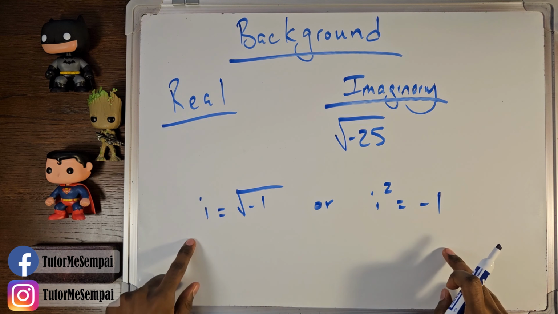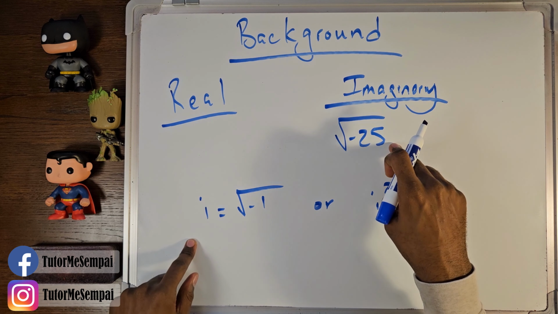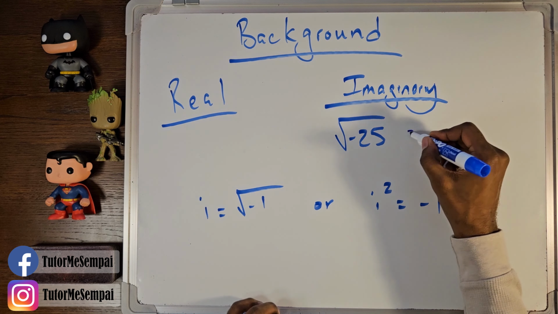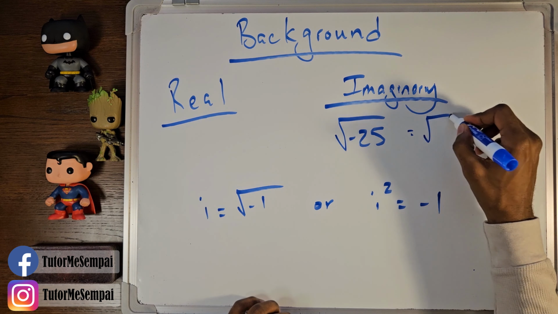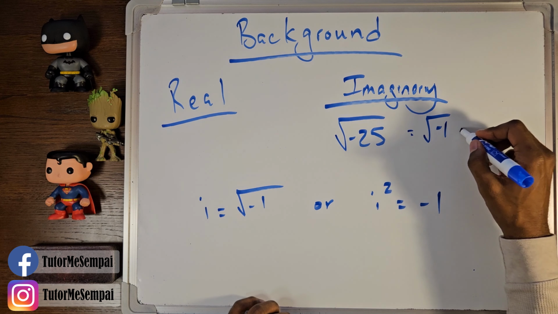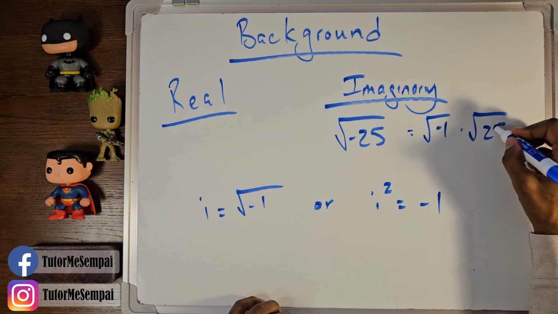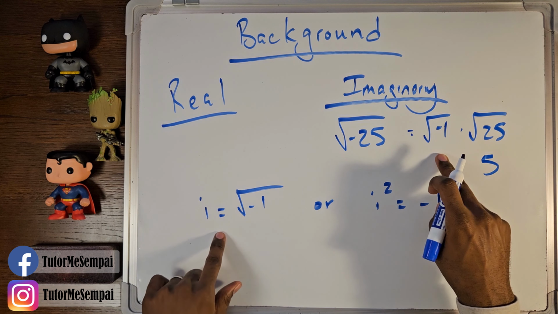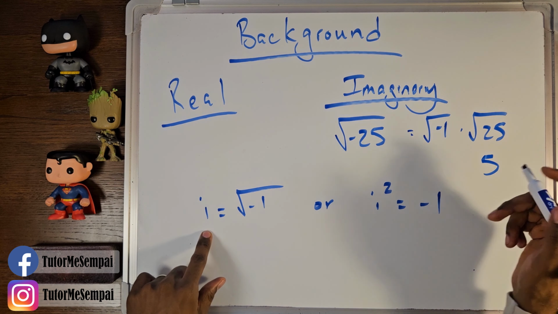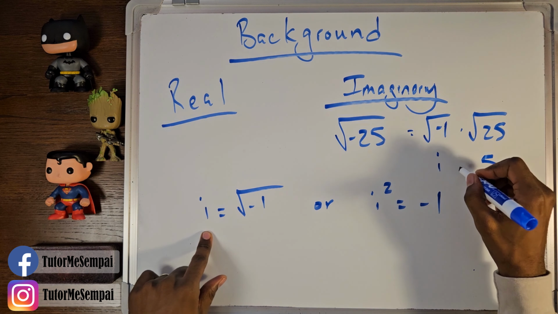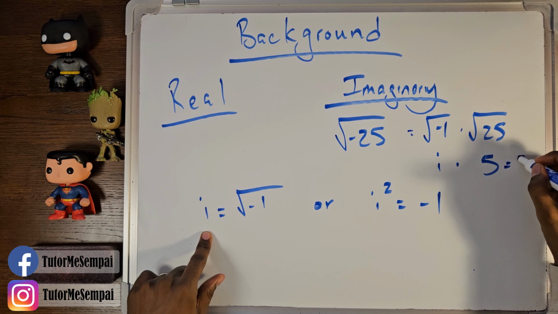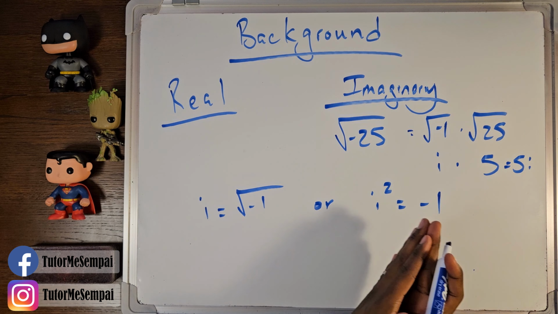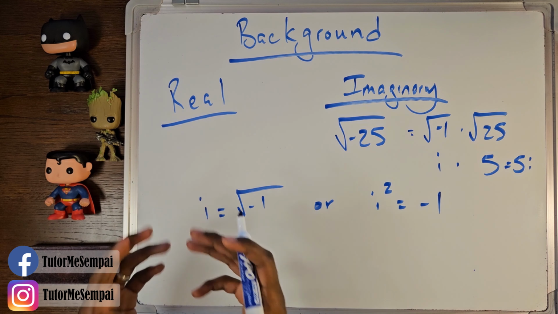But using what we know here, we can now solve something like this where we couldn't if we were just using real numbers. This can now be broken up into your square root of negative 1 times your square root of 25. And we know that the square root of 25 is going to be 5. And we just said that the square root of negative 1 is going to be i. So this is going to be 5i. And that's how imaginary numbers help us with the square root of negative numbers.